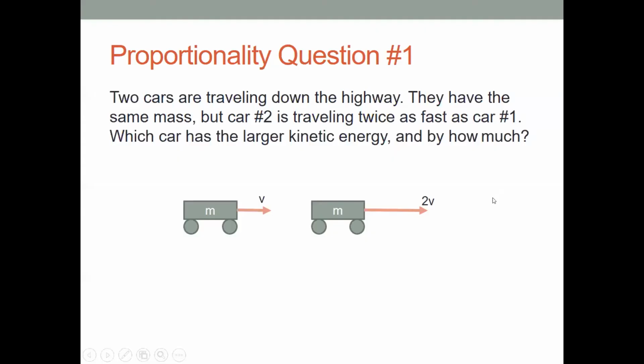With this in mind, I want to ask a couple follow-up questions, just thinking about the equation. And then after this, I'm going to give you a little bit of a break. So here's the first question. Imagine two cars traveling down the highway that are the same size, same mass. However, the second car is traveling twice as fast as the first car. Which car has a larger kinetic energy and by how much? Tell your partner what you think about this.